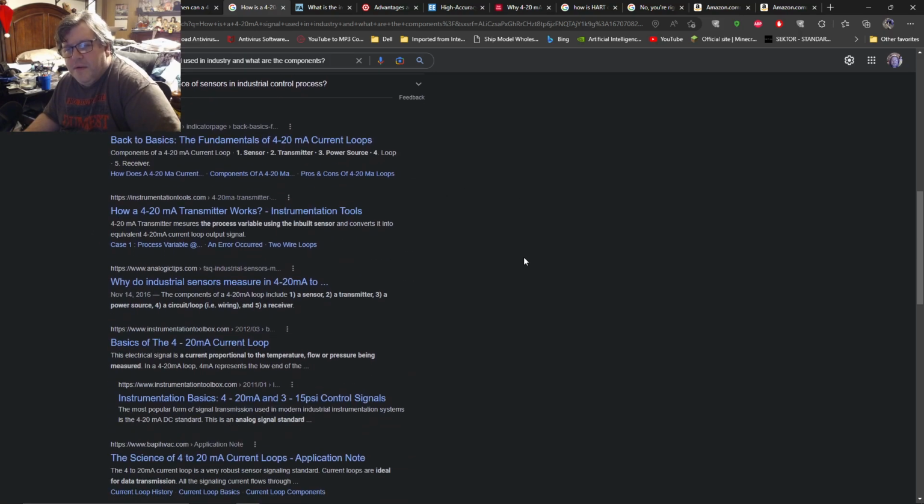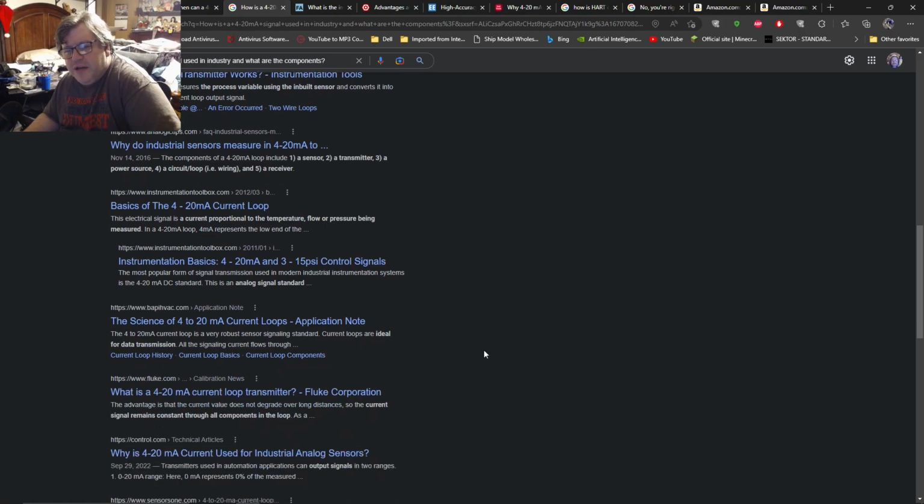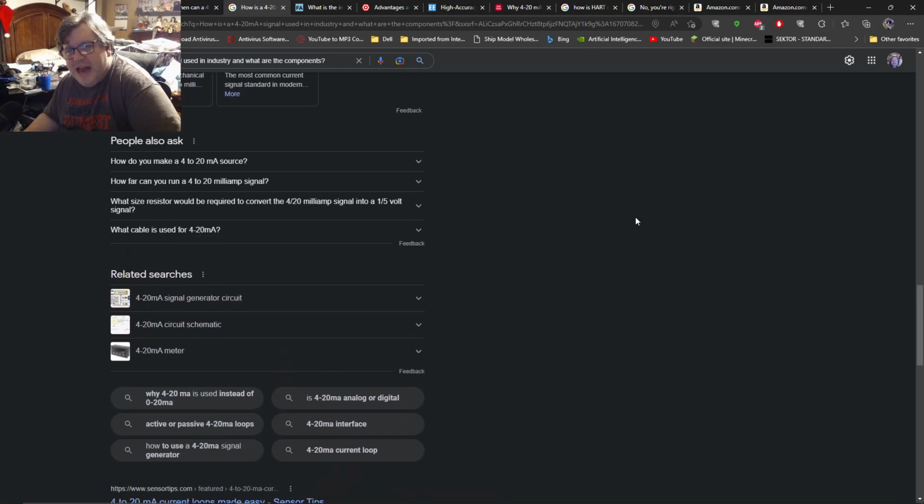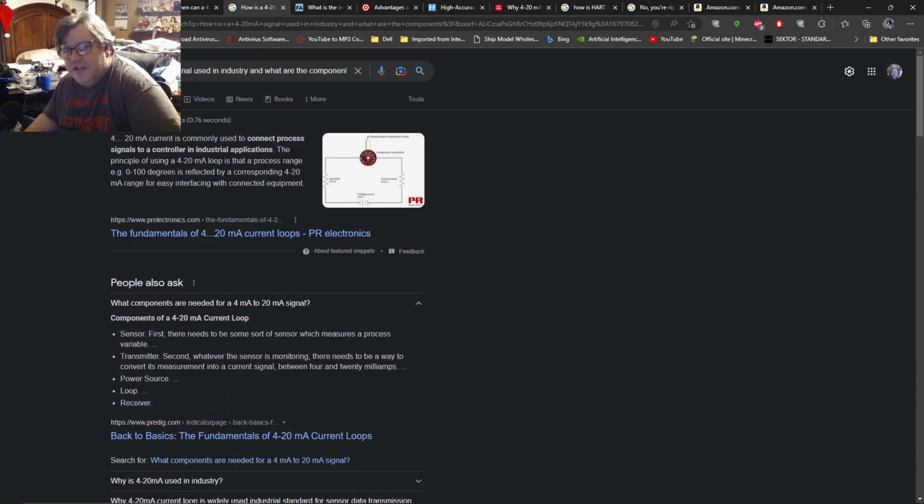Actually, we kind of already answered that. Because once again, here you go. It's commonly used to connect process signals to a controller in industrial applications. The principle of using a 4 to 20 milliamp loop is that a process range of 0 to 100 degrees is reflected by a corresponding 4 to 20 milliamp range for easy interfacing with connected equipment.